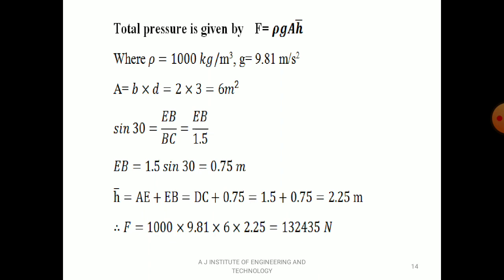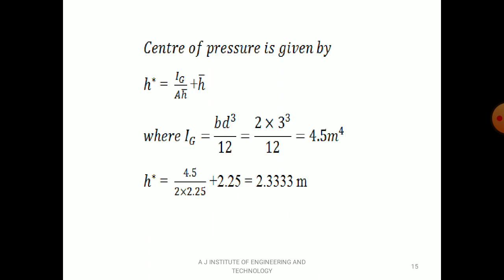132435 Newton. Now center of pressure is given by H star equal to Ig divided by A into H bar, plus H bar, where Ig equal to BD cube divided by 12. That is for rectangular shape. So that is equal to 2 into 3 cube divided by 12, equal to 4.5 meter to the power 4.